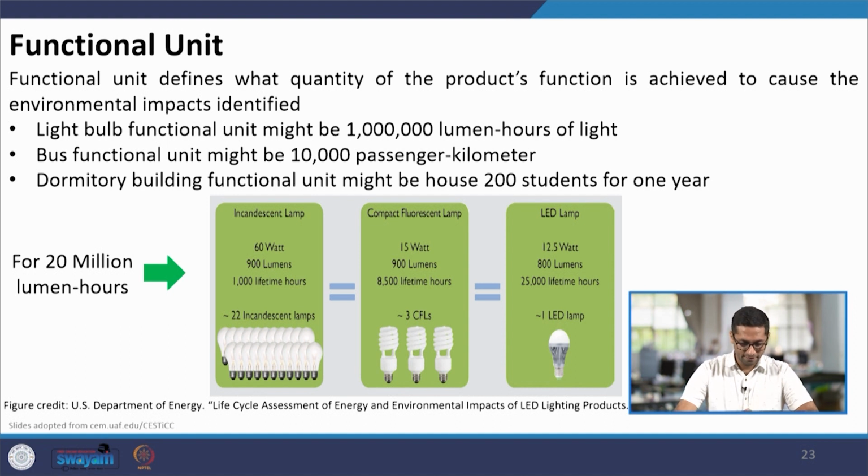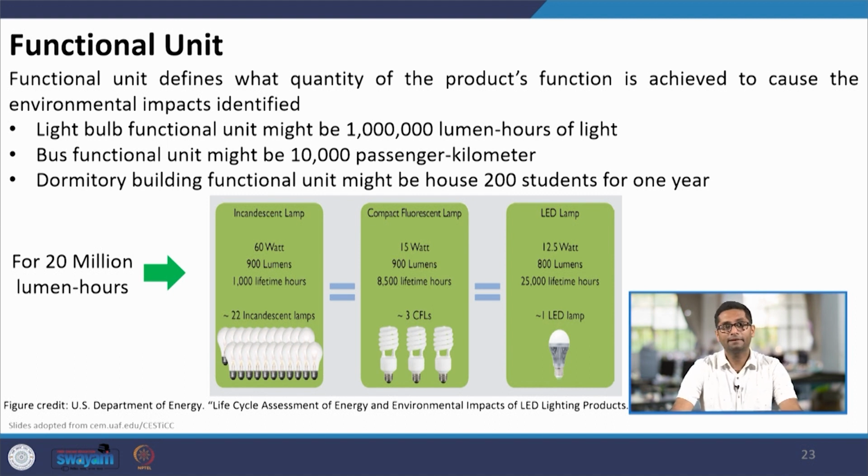So let us take the example of a typical light bulb, and a typical unit could be 1 million lumens. Now if we are comparing three different options, which could be incandescent bulbs, a CFL bulb, and the LED bulb, we need to understand all the three options would have different power ratings. A typical incandescent bulb could have a power rating of 60 watts, CFL could be 15 watts, and LED could be somewhat lesser, maybe around 20.5 watts.